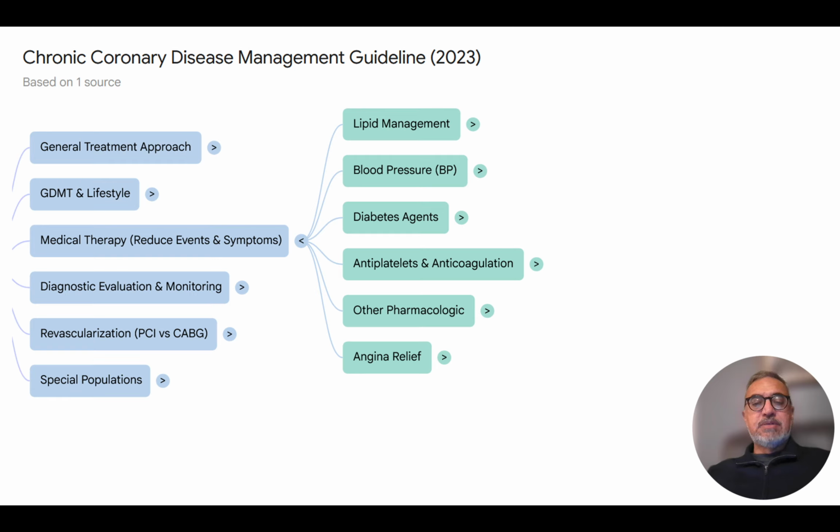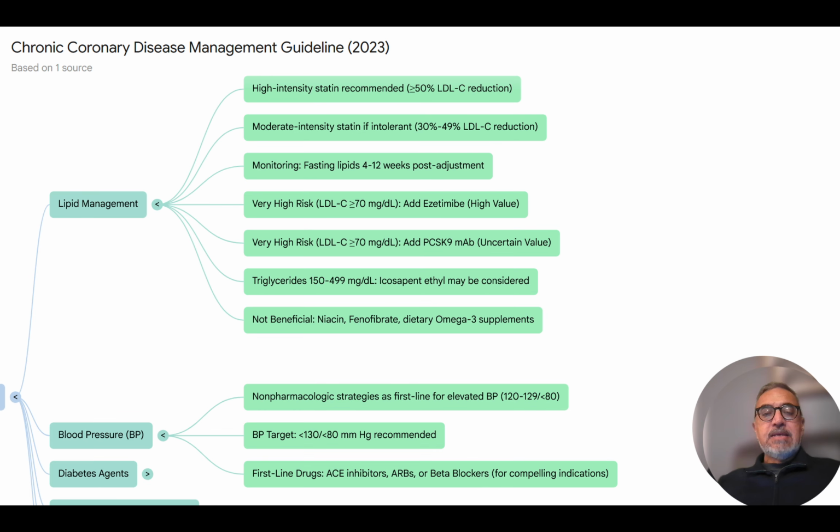Medical therapy to reduce events includes lipid management, blood pressure management, diabetes agents, antiplatelets and anticoagulation, other pharmacologies, and angina relief. In lipid management, high-intensity statin is recommended with more than 50% LDL-C reduction, moderate intensity statin if intolerant of high intensity with 30 to 49% LDL-C reduction, monitoring with fasting lipid panel 4 to 12 weeks post-adjustment.